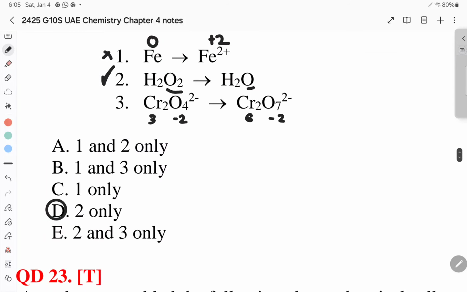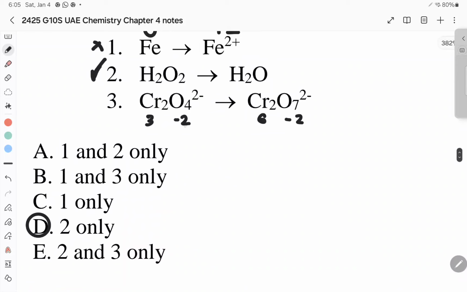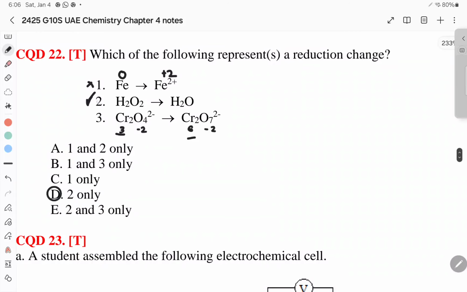And between these two, you had to calculate their oxidation numbers. This one's always -2, and you get this one when you calculate the way I told you above. In previous examples, you find this to be 3. Here again, you do the same thing. You find out that the 3 became 6. So the oxidation number for chromium got bigger, meaning it got oxidized, not reduced. If these were in opposite positions, then it would be reduction, but it's not. So here, your only reduction change is 2.